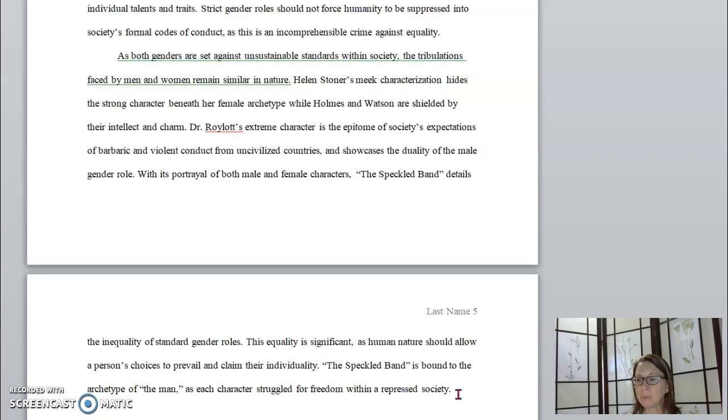So that's something you always want to think about with your conclusion, is how can I connect with readers? How can I show them the importance and the reason why I wrote this essay? It's not simply to repeat ideas at the end. It's to show readers how important these ideas are.